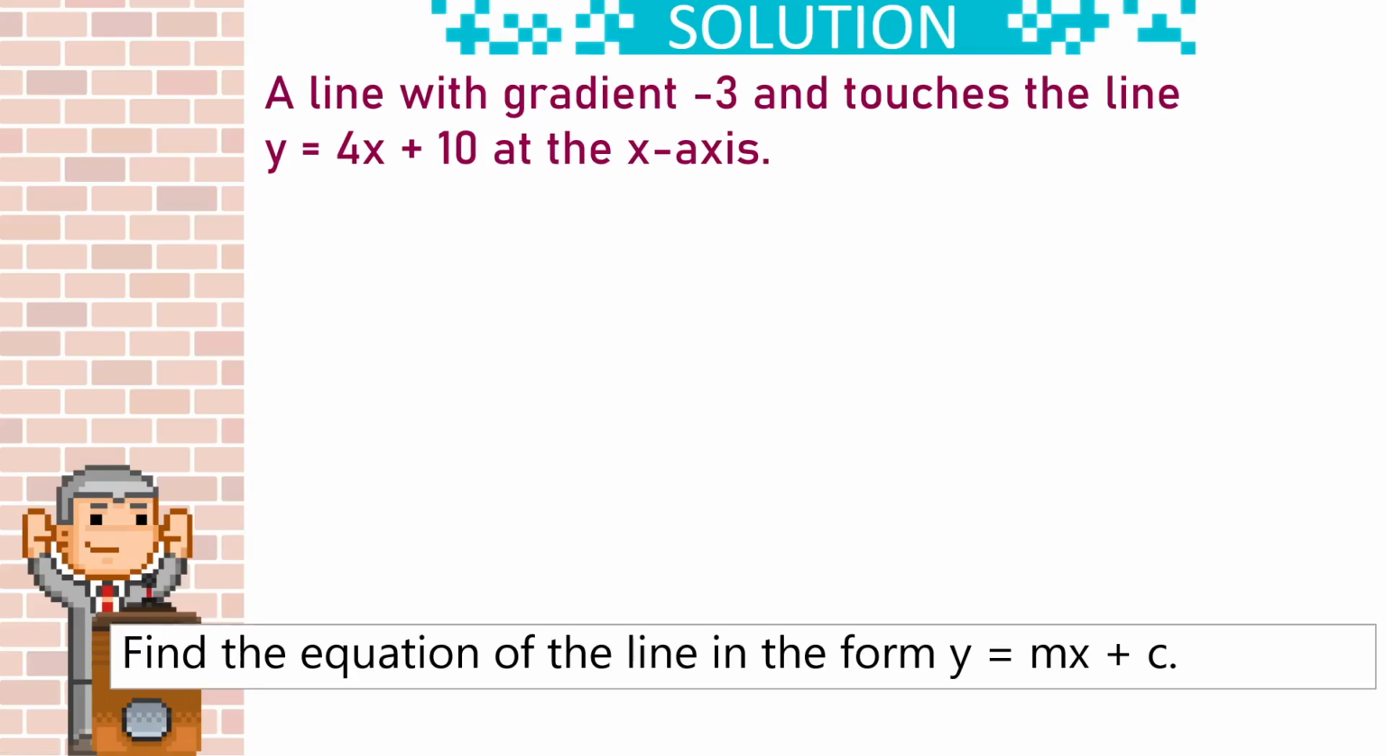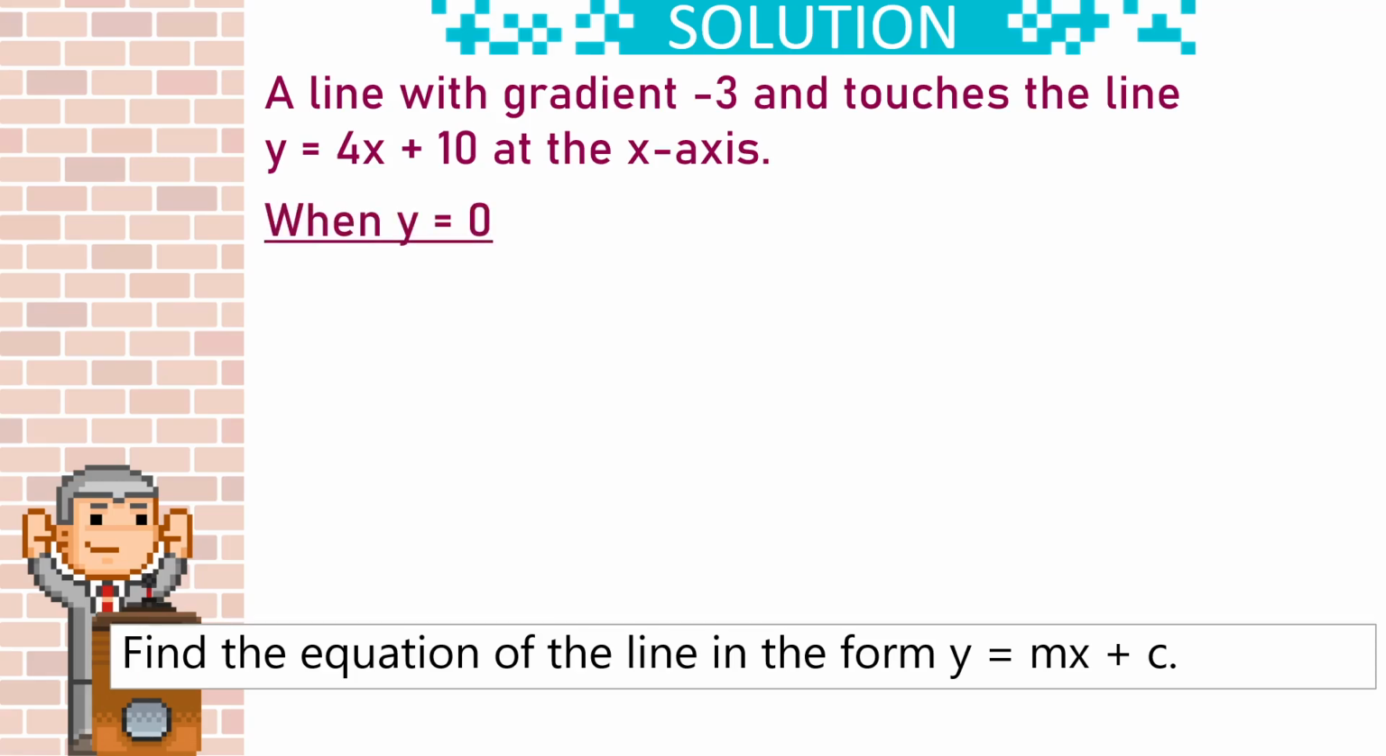In this question we're told that a line has a gradient of minus 3 and touches the line of y equals 4x plus 10 at the x-axis. To be able to use our format for the equation, we need a coordinate and the gradient, and at the moment we only have the gradient. But we do know it touches the line y equals 4x plus 10 at the x-axis, in other words when y equals 0.